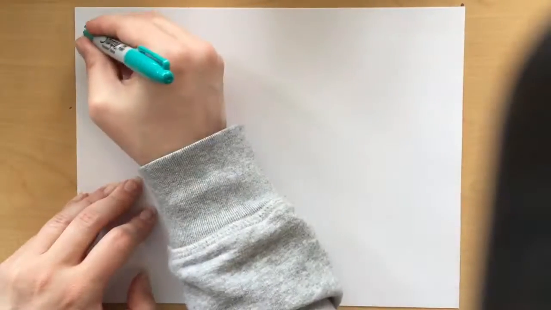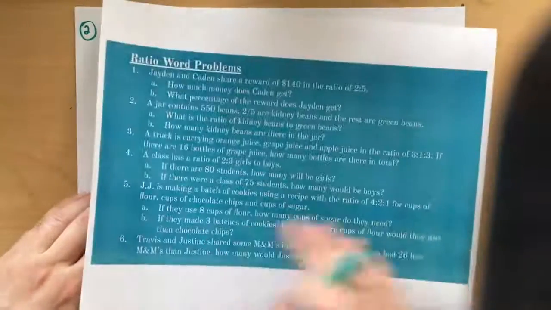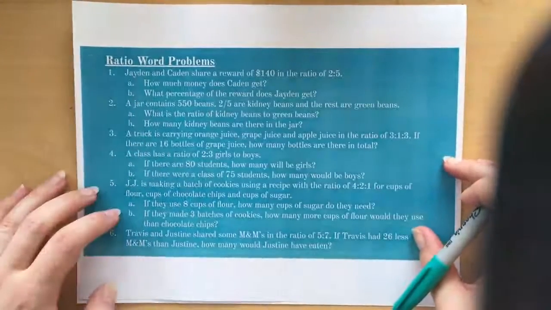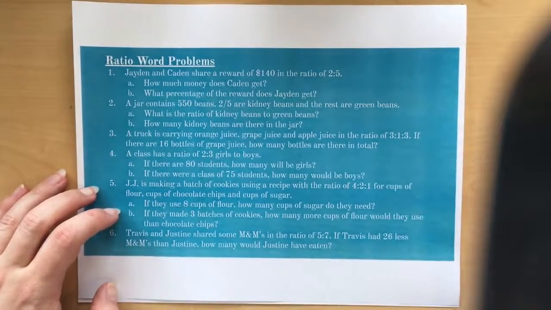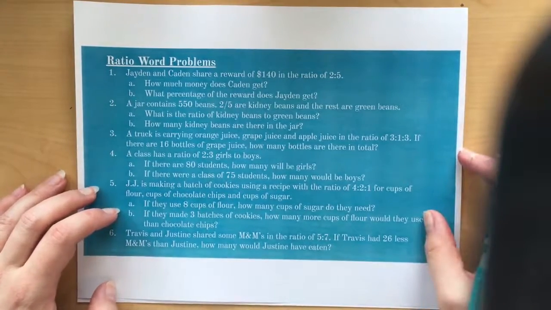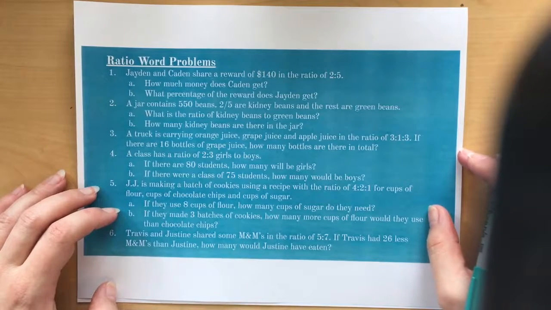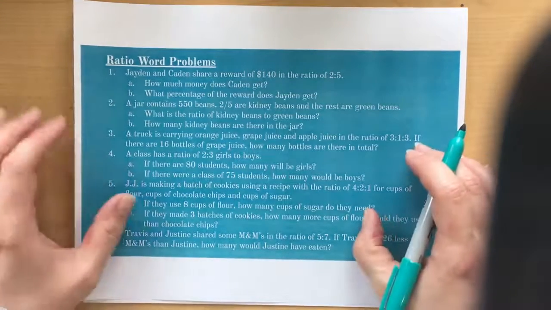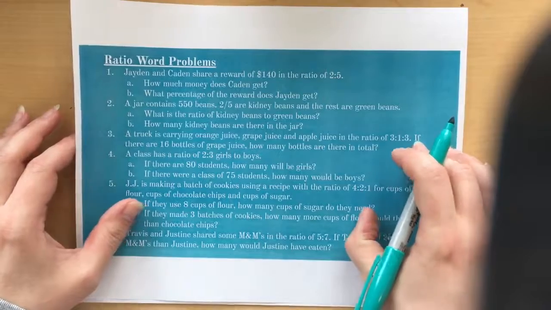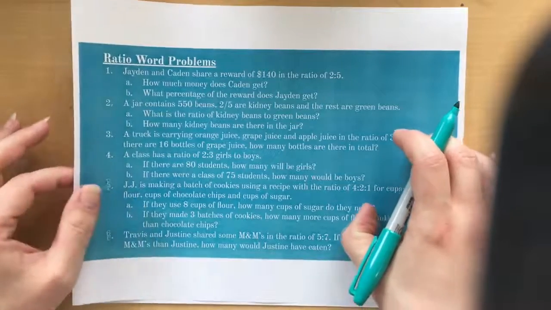Number 2. Okay, number 2. A jar contains 550 beans. 2/5 of the beans are kidney beans, and the rest are green beans. What is the ratio of kidney beans to green beans? How many kidney beans are there in the jar?